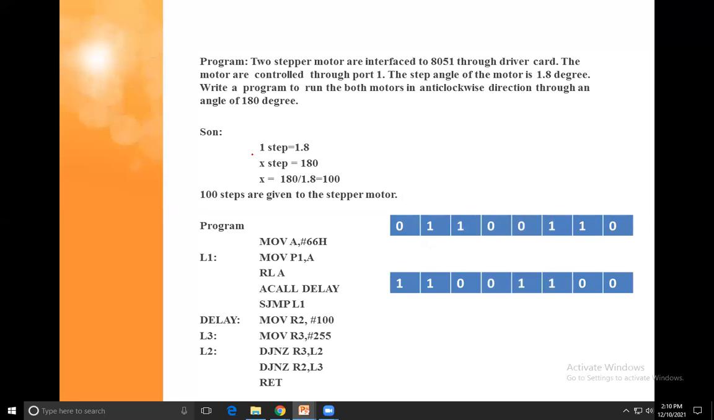Here we are giving the step angle 1.8. So you have to rotate 180 degrees. Here we are giving the angle of 180 degrees. So we require 100 steps to move the motor in the anti-clockwise direction.